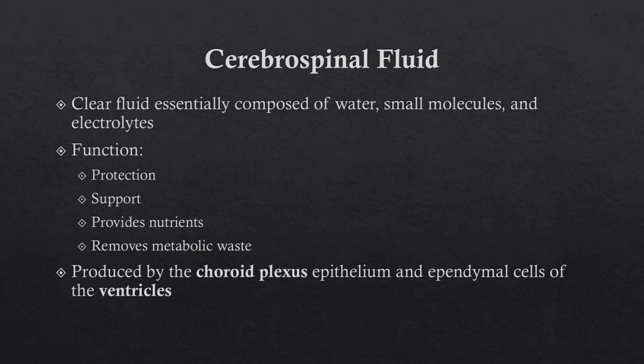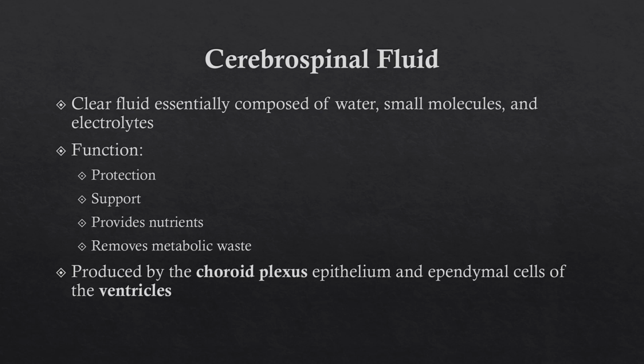The spinal fluid. Cerebrospinal fluid is essentially clear fluid composed of water, small molecules, and electrolytes. Cerebrospinal fluid circulates through and around the central nervous system. It functions to protect the brain and spinal cord, provide mechanical support, acts as a shock absorber, provides nutrients, and removes waste from interstitial fluids of nervous tissue and returns them to the bloodstream.